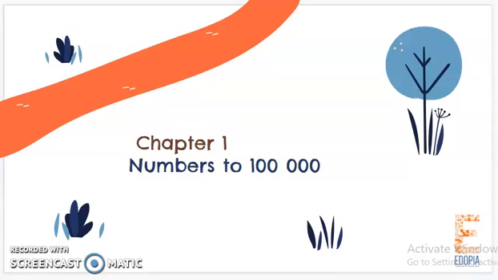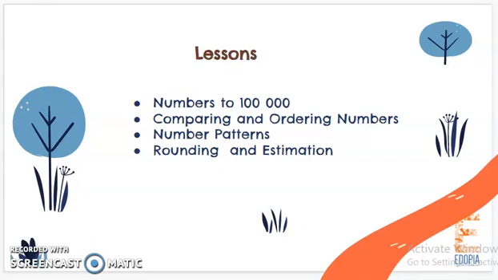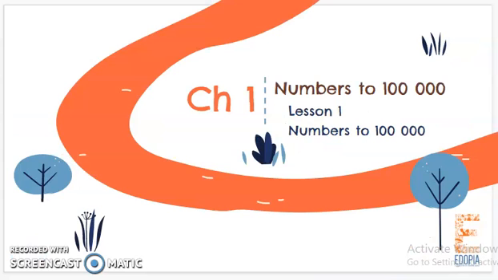Today we are going to start our first chapter, that is numbers to 100,000. This chapter has 4 lessons: numbers to 100,000, comparing and ordering numbers, number patterns, and rounding off and estimation. In today's class, we will be discussing lesson number 1, numbers to 100,000.